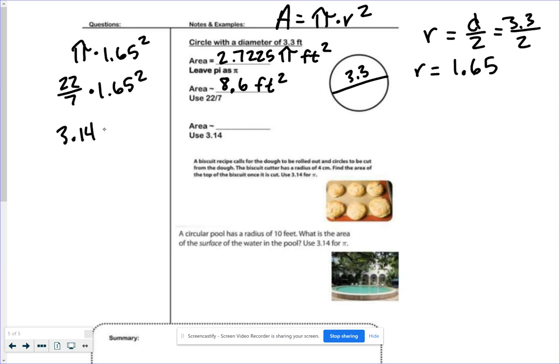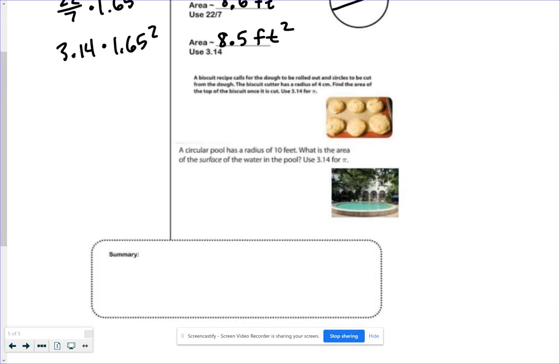Then 3.14 times 1.65 squared. So we get 2.7225 times 3.14, and we get 8.54. So if we round that to the nearest tenth, it's going to be 8.5 feet squared. Close, but a little different, just because we used a different pi. All right, let's go to the next problem.